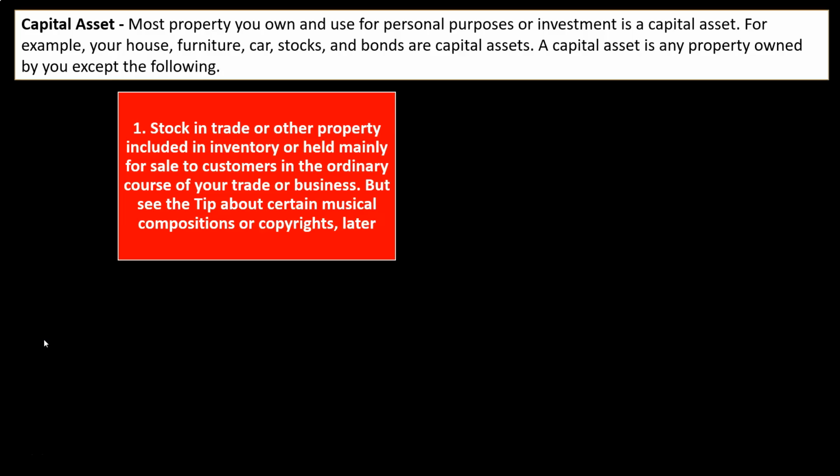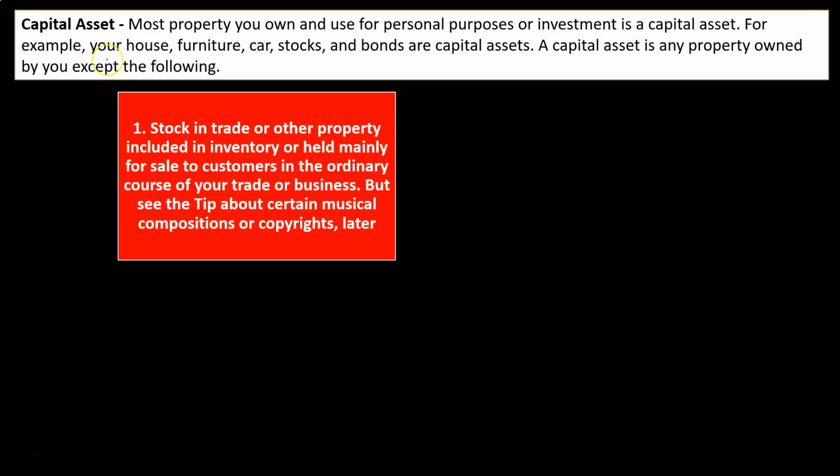So capital assets, we'll go into a little more detail on what a capital asset is. Most property you own and use for personal purposes or investment is a capital asset. For example, your house, furniture, car, stocks, and bonds are capital assets. A capital asset is any property owned by you except the following. So we're going to go through the exceptions.